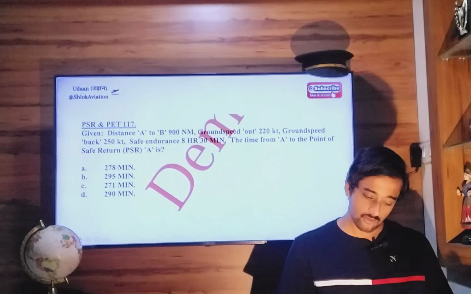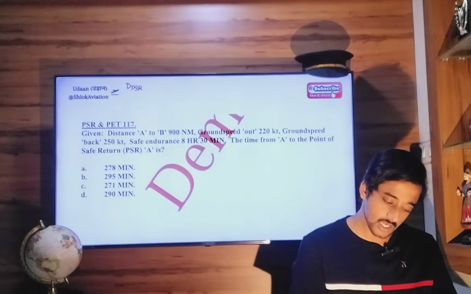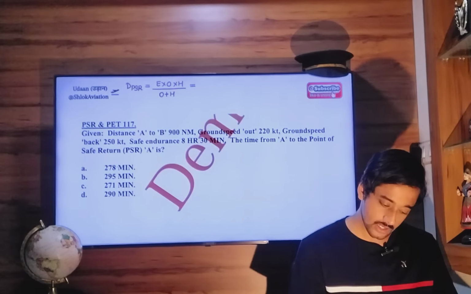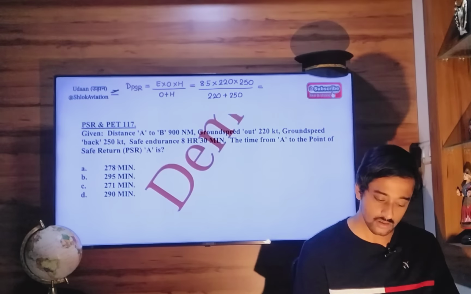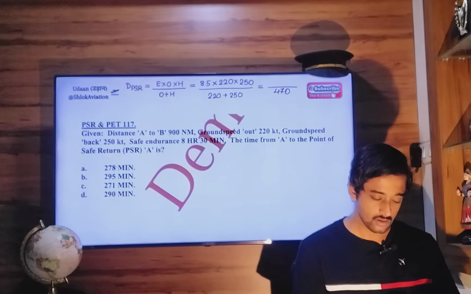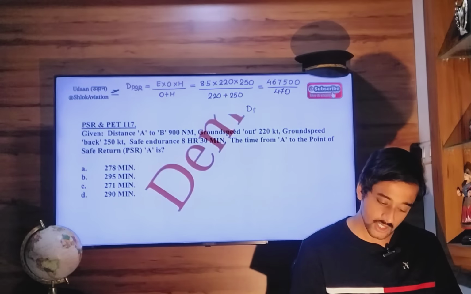Next, 117. What is the time to the point of safe return? The distance to the point of safe return is endurance into outbound into homebound divided by outbound plus homebound. So what is endurance? 8.5. What is outbound speed? 220, homebound 250, 220 plus 250. So 467,500.